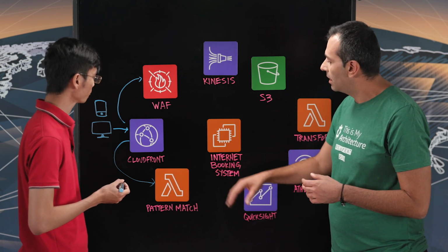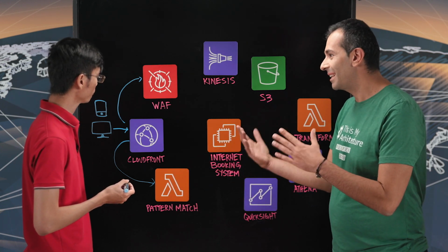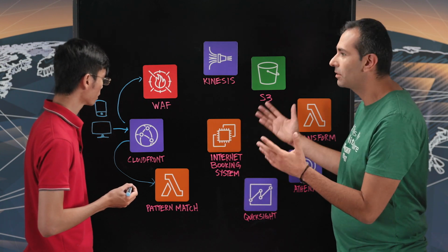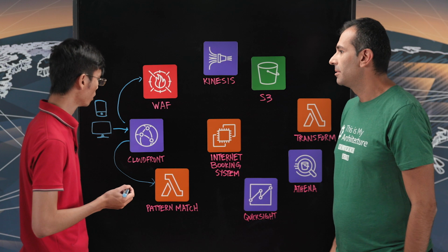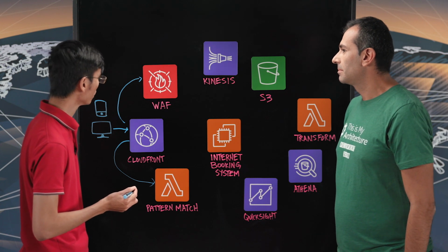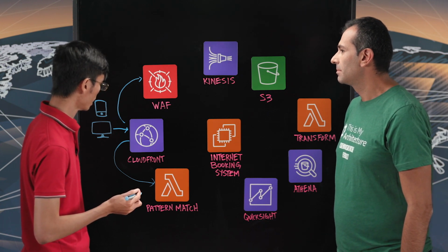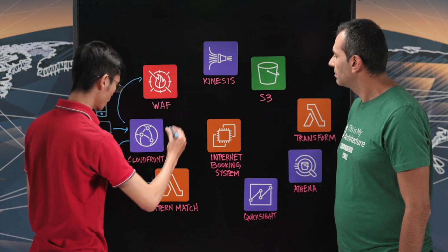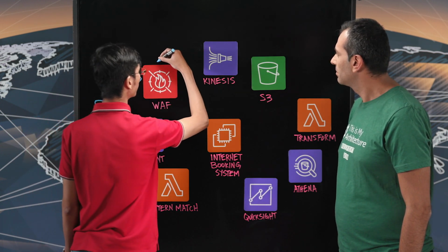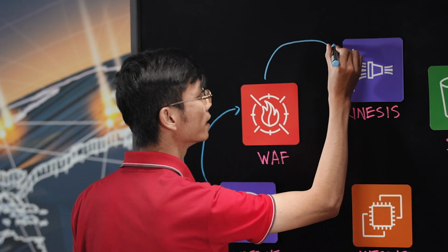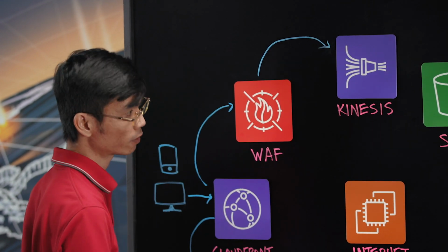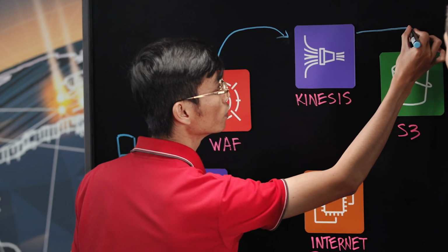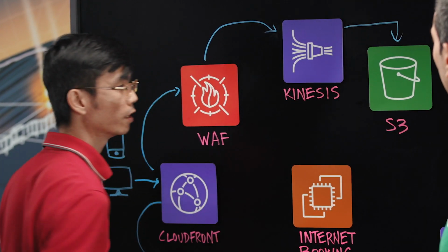Yeah, that's so true. If it is a real customer, they get into the booking system, but if they don't, what happens? If they don't, then from WAF we push the logs into Kinesis Firehose. Mm-hmm. Then we put the logs into S3 for further analytics.